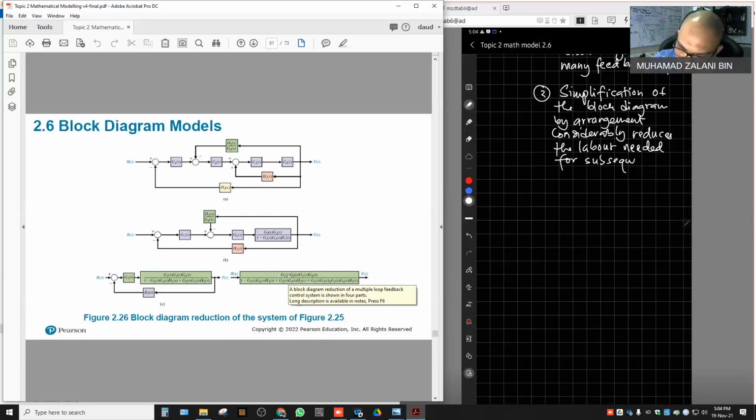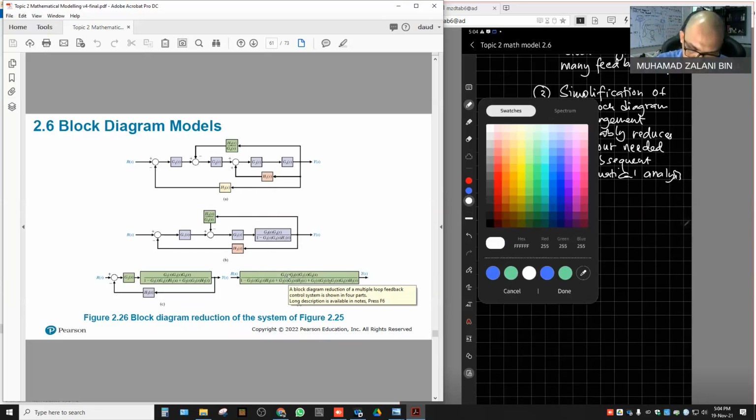For subsequent mathematical analysis. Alright. So that is the benefits of the block diagram reduction.